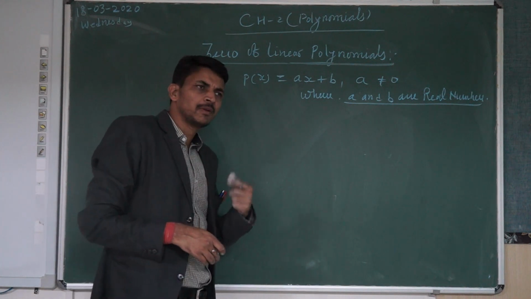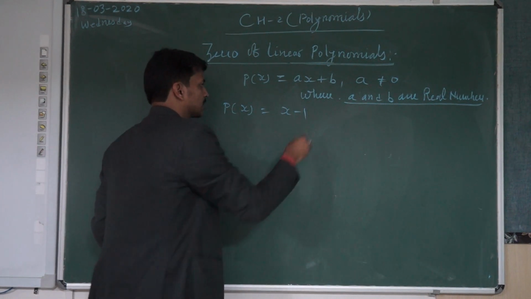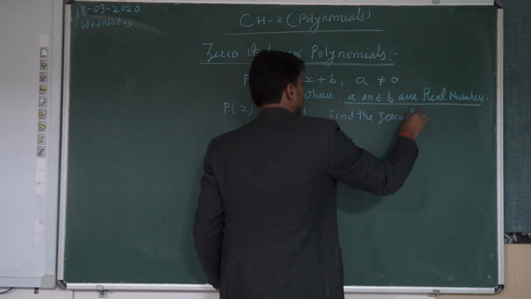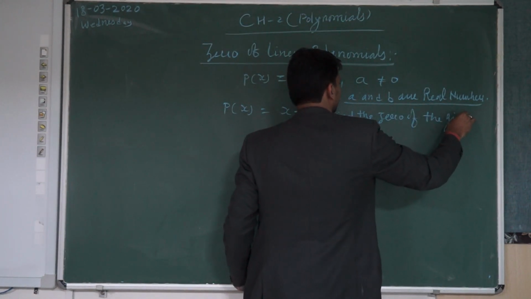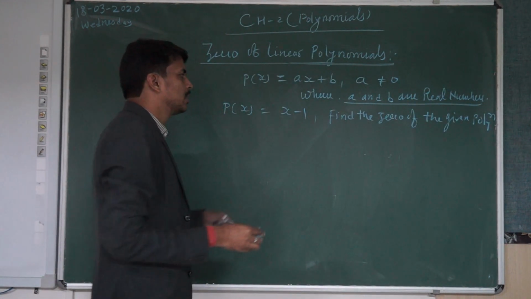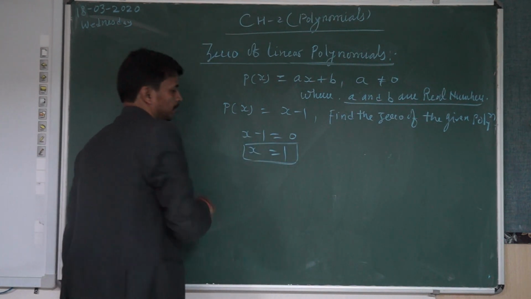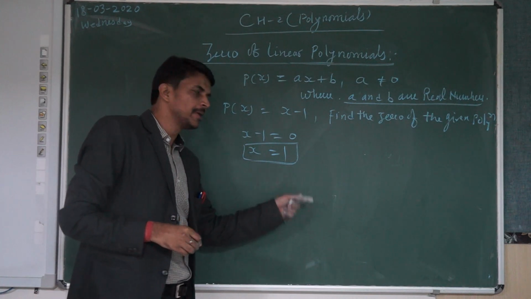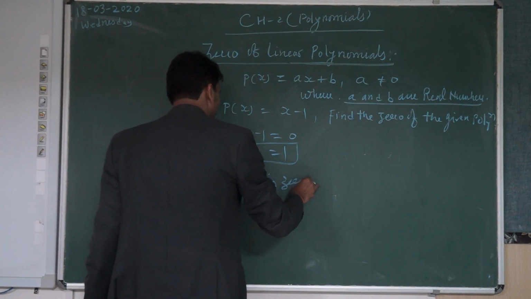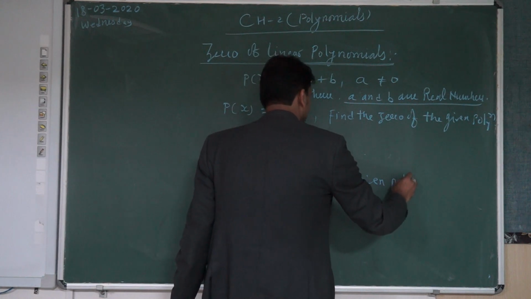Let me take one simple example which you studied, the previous example which I took for the graph, P(x) equal to x minus 1, and the question is asked to find the zero of the given polynomial. Suppose this is the question. So the very first step: the expression we have to equate to 0 and get the value of x. So x equal to 1 will be the zero, so you can write 1 is the zero of the given polynomial.